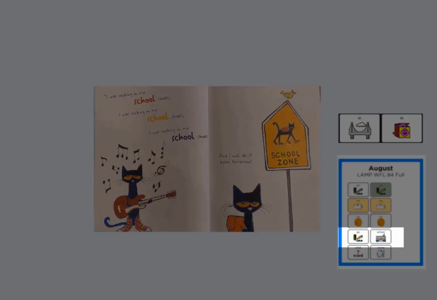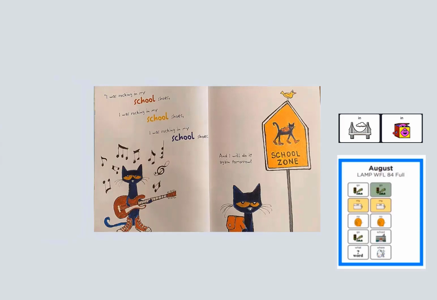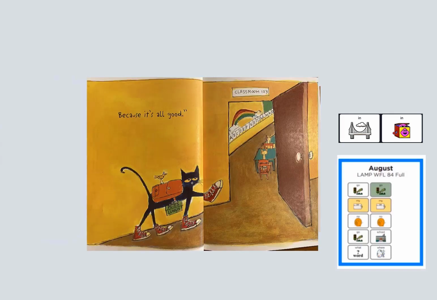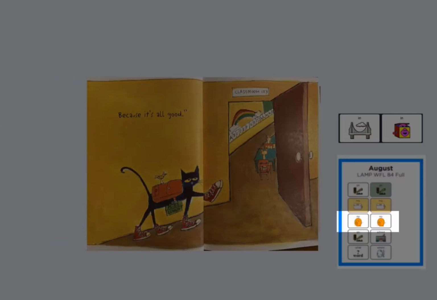Pete really likes school. He wants to go again tomorrow. He says, I was rocking in my school shoes. And he wants to go back tomorrow because it's all good. Is Pete worried about school? No. He wants to go back to school tomorrow.